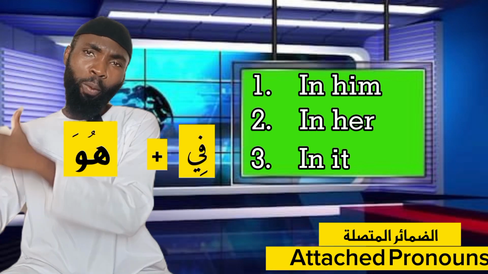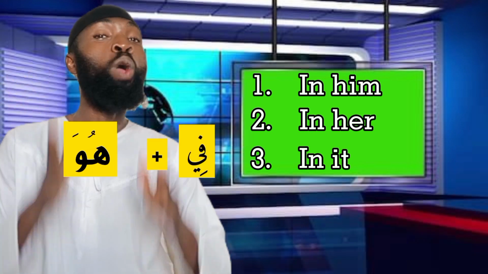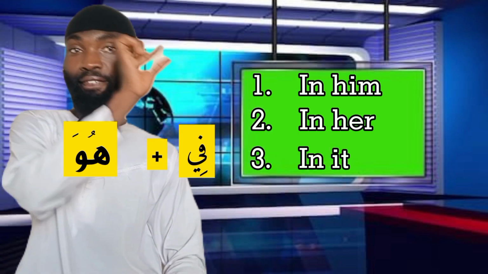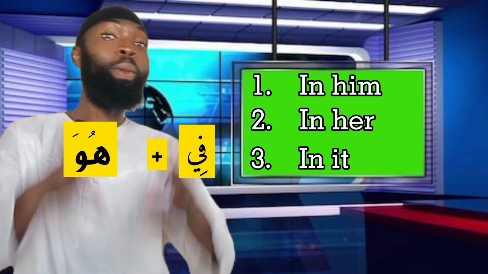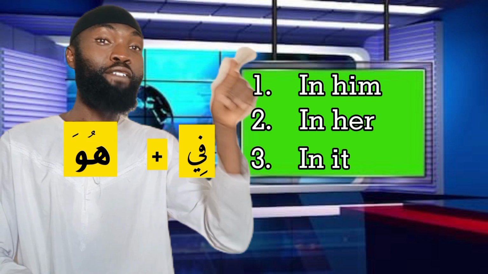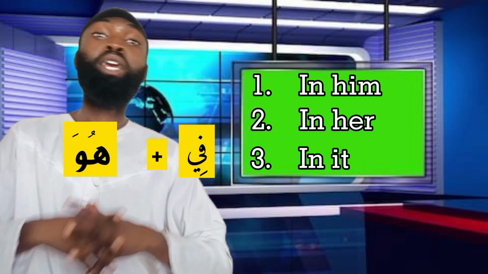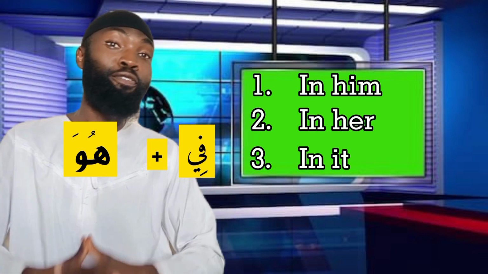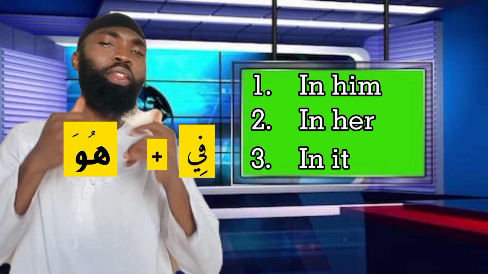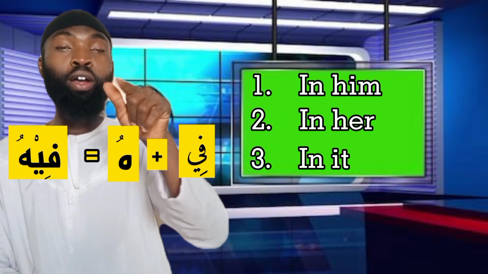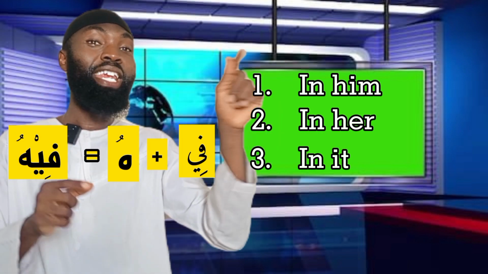Ha, "her." Now let's come back to what we had, "in him." We say fi means "in" in the Arabic language, then coming with the pronoun huwa. So we have fi, then huwa. But huwa cannot be used in this sense because huwa is the detached form of the pronoun. So we have to come with the attached form, which is hu. So we have fi, then hu, equal to fi hu.